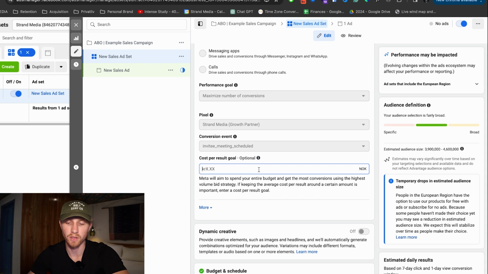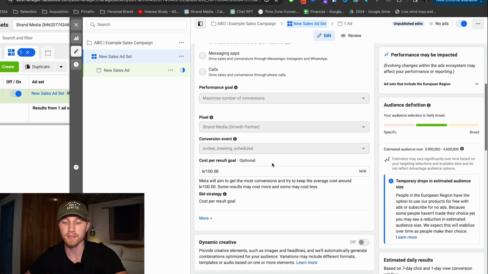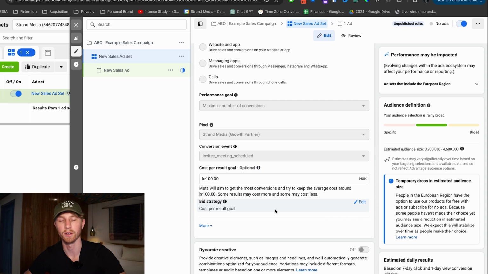Now, what happens when you use this, which is formally known as a cost cap, is that if I put in 100 kroner as my cost per result goal, so my goal is to get 100 kroner per meeting scheduled with me, then over time the algorithm is going to try to average my cost per result down to 100 kroner. It does not mean that every day I'm going to get 100 kroner per result, but over time it's going to try to average it out.